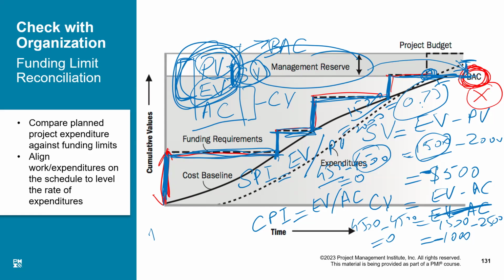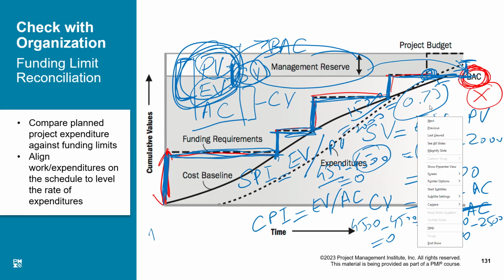So what am I doing? My schedule performance index tells me that I am behind schedule. If my value was 1, I was on schedule. If my value is more than 1, I am ahead of schedule.